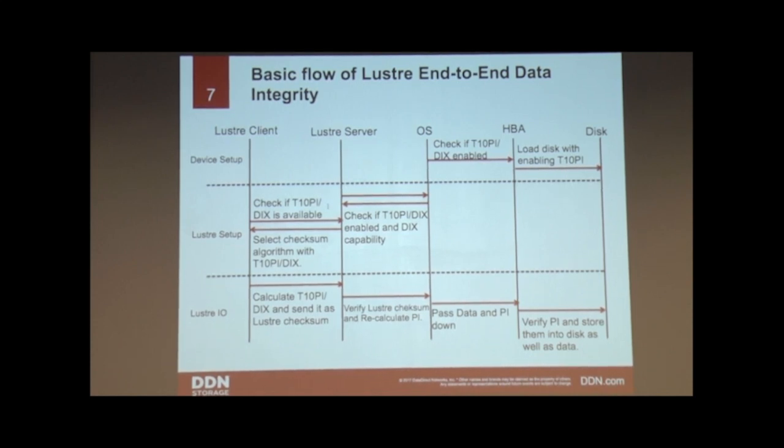When you send data from the Lustre client to the server, we calculate the T10-PI on the Lustre client, then send the data to the server with the T10-PI. Then we check the T10-PI and the Lustre checksum on the Lustre server. We recalculate the T10-PI on the Lustre server, then pass it down to the HBA on the disk. The HBA is also T10-PI capable, so once the HBA receives the request, it verifies the T10-PI information, and the data goes to the disk with the T10-PI. So we calculate the T10-PI on the client, then we store that same checksum on the disk.